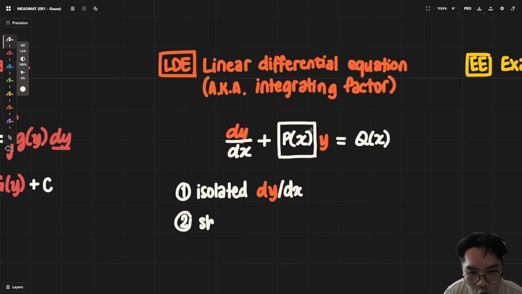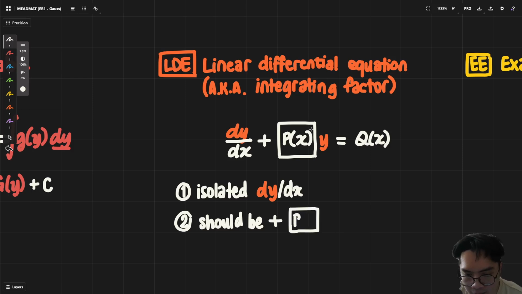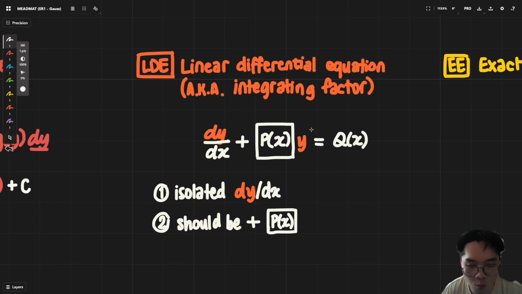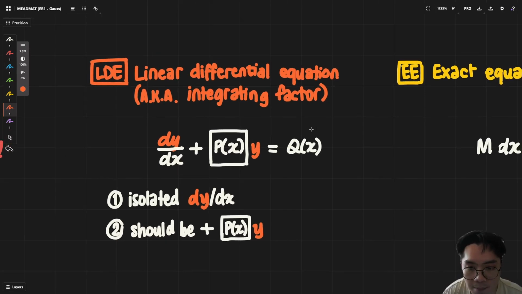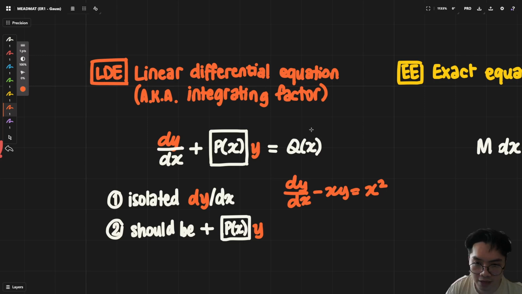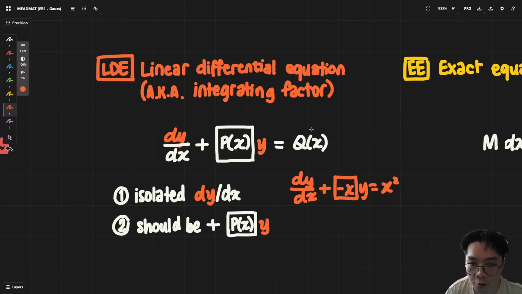It should be plus P(x) times y. Whatever is beside that y variable, you should put it in the box. Say, for example, what you got was dy over dx minus xy equals x squared. What you need to do is put it inside the box, such that now it will look like dy over dx plus negative x times y is equal to x squared. That is what's supposed to be for number 2.